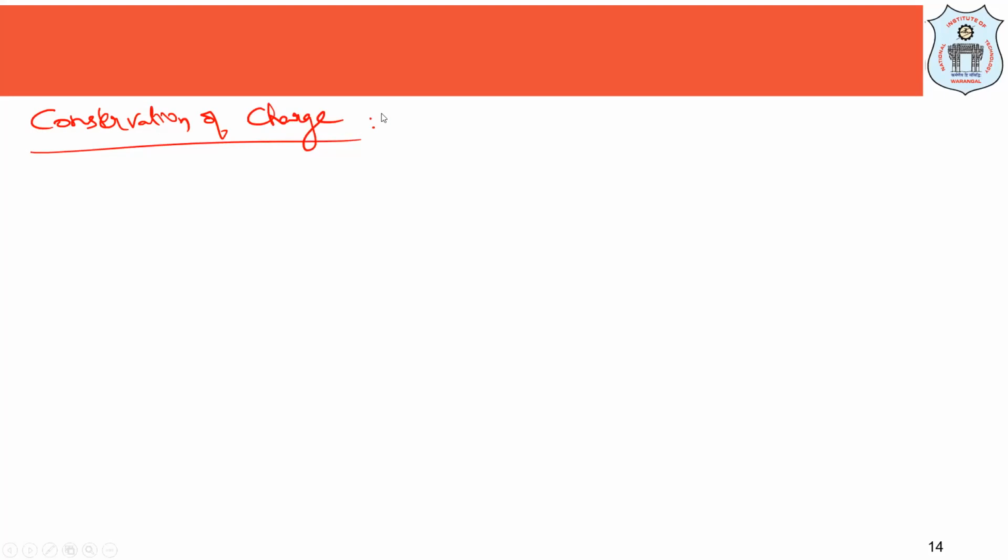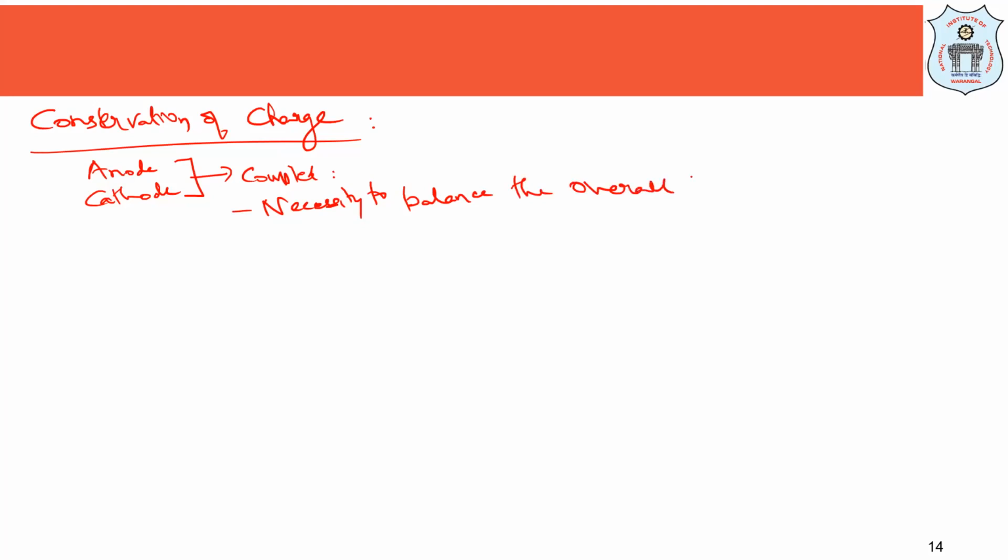Anodic and cathodic reactions are independent. Remember, they are independent reactions. What is taking place at the anode is independent of the reaction taking place at the cathode, but they are interlinked, coupled by one factor. What is that? That is the necessity to balance the overall reaction.